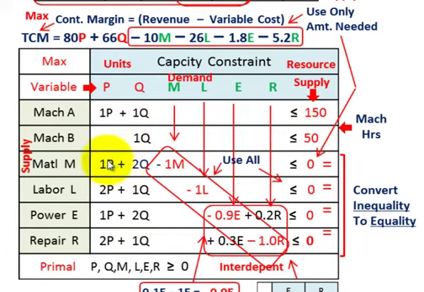And then the material here. Material, labor, power, and repair. So this is the key here.